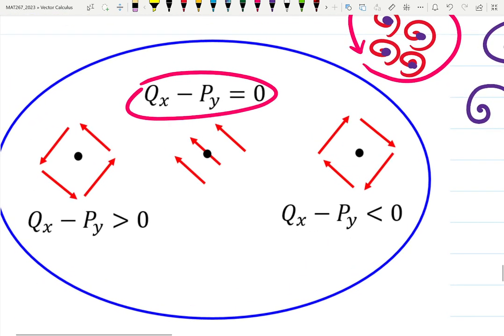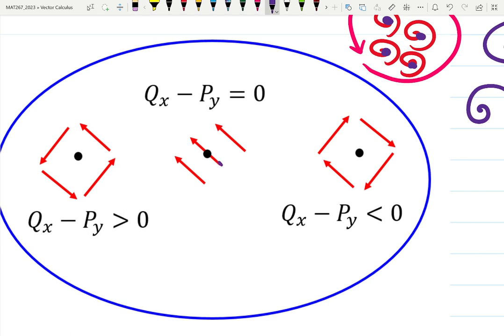Qx minus Py, that's a short notation of partial derivative. You just put tiny x in and everyone knows what it means. Is positive. If it's clockwise, well, then it's negative. And if it's not rotating, it gives you 0. That is the conservative field.